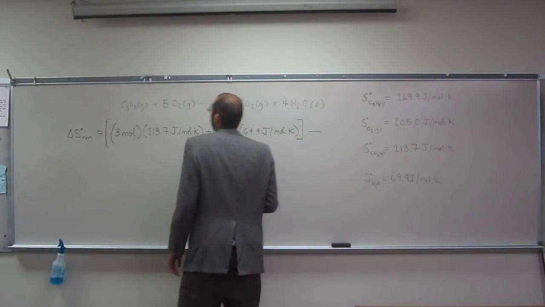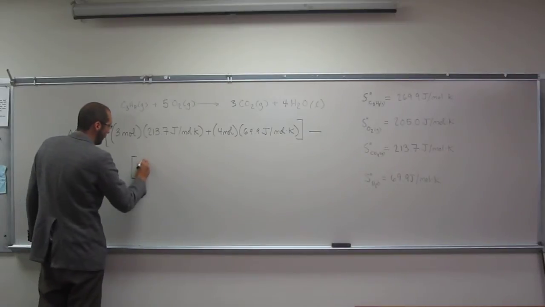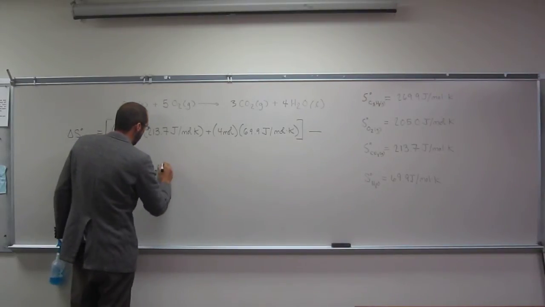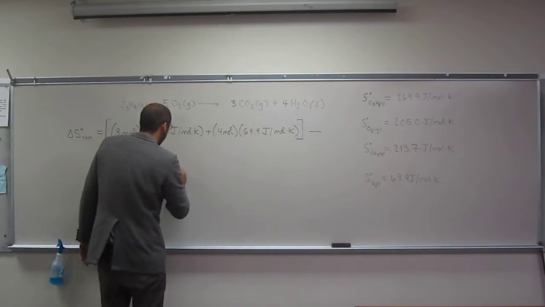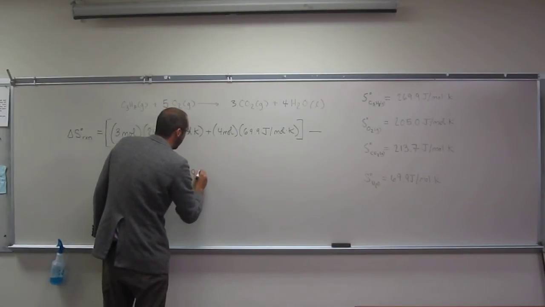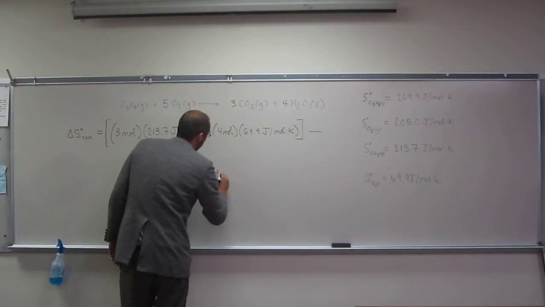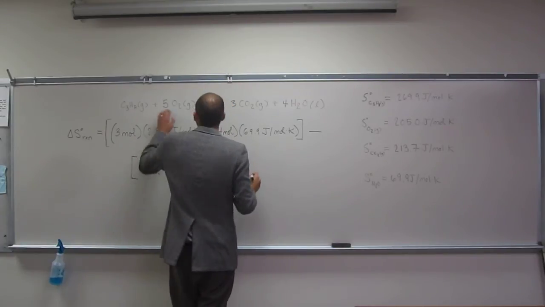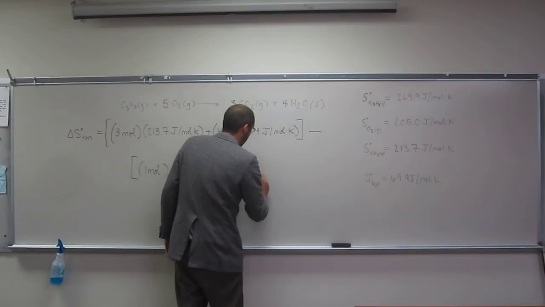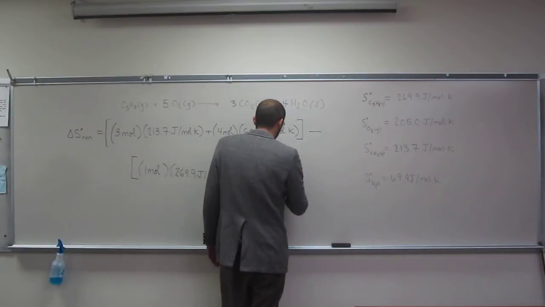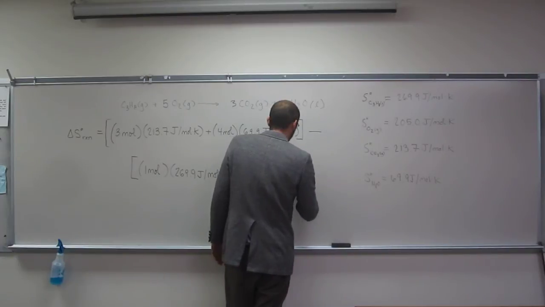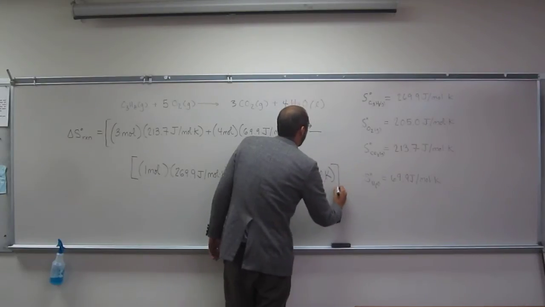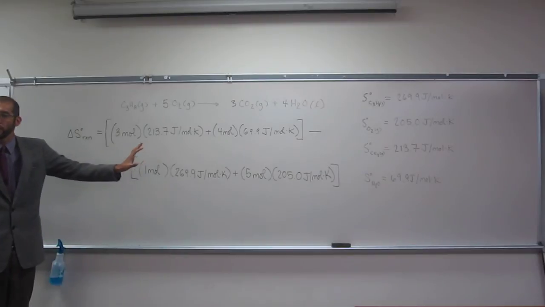And then we're going to subtract those from the reactants here. So 1 mole of propane. So propane up there, 269 joules per mole Kelvin. And add that to 5 moles of oxygen. So hopefully everybody could have set that one up.